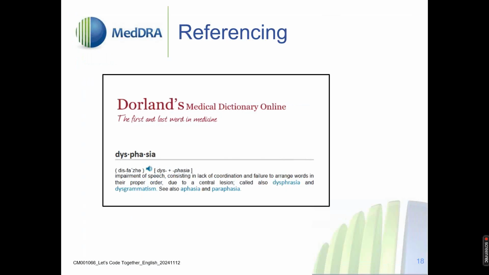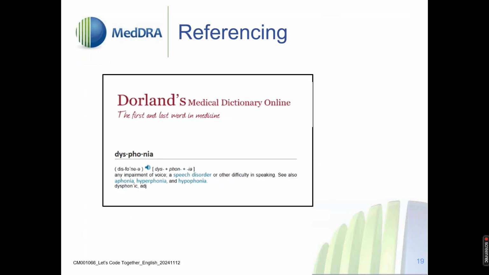Dysphasia is, again, dys for difficulty, phasia this time meaning the speech or the words there. This consists of a lack of coordination and failure to arrange the words in their proper order. Again, suggestive of a central lesion, telling us here in Dorland's what this is a typical symptom of. May also be called other things. There's aphasia, where the patient is not able to speak, a meaning lack of speech. So we don't know that here either.